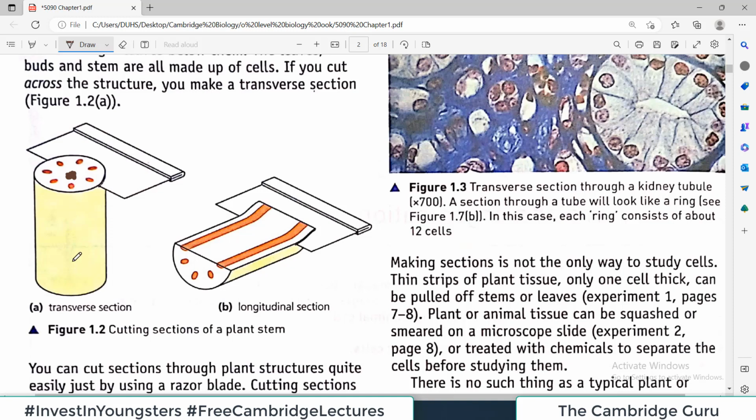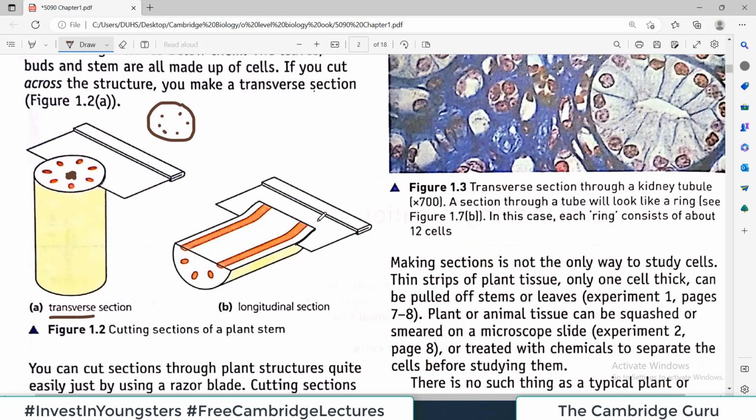diagram. So there is this cylinder-like body which you are cutting in this way, so the section that you will obtain will be something like this. So this is what you will obtain. Okay, so this is known as a transverse section. What do we call it? A transverse section, because you are cutting it horizontally.